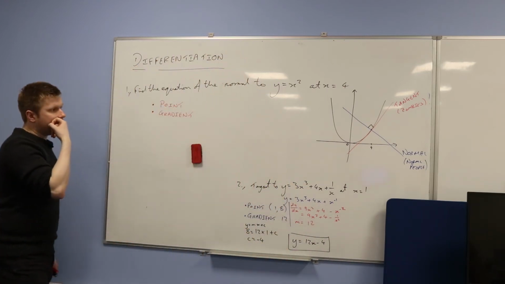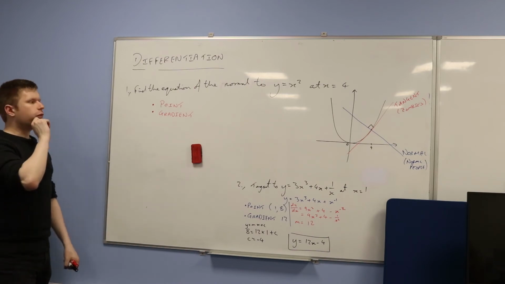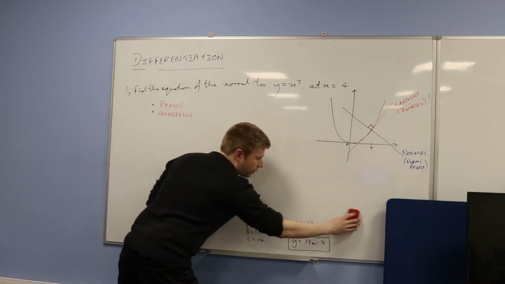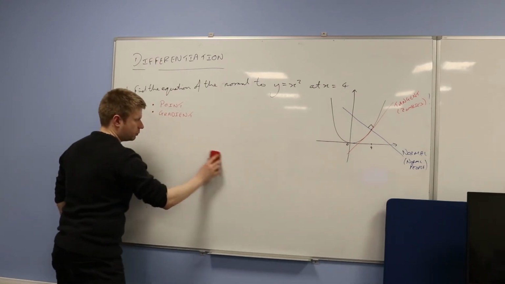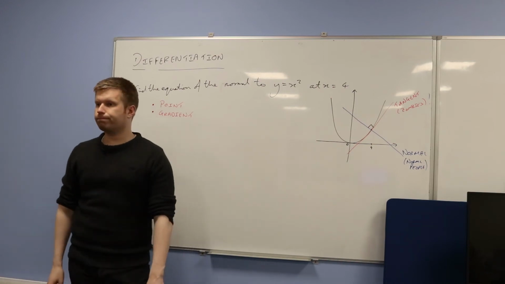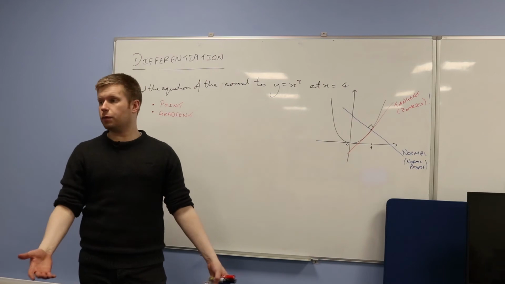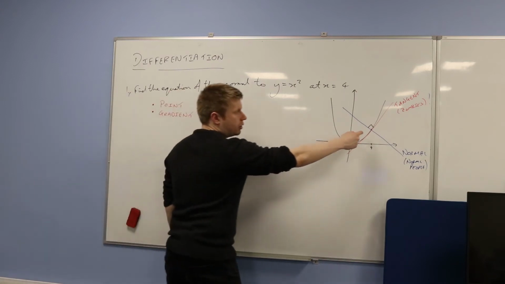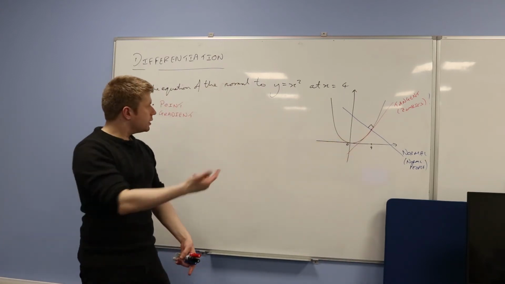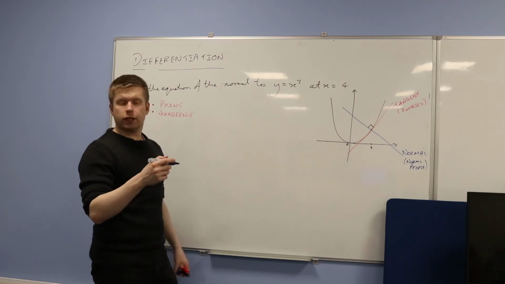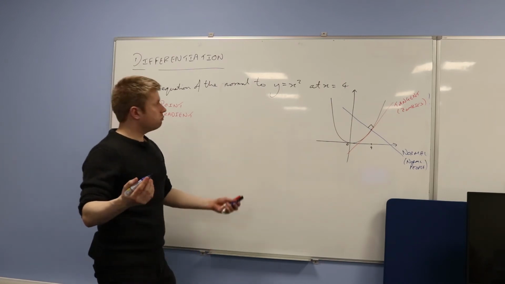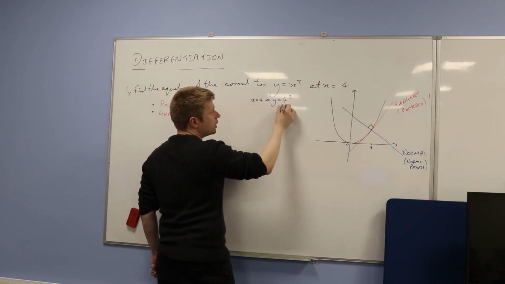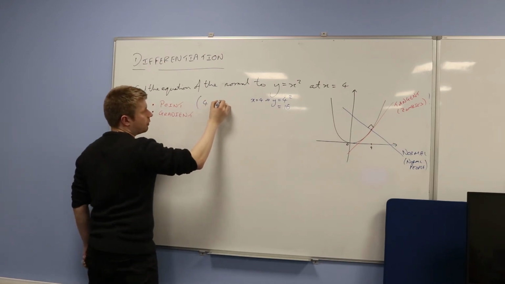Good. So how would I answer this question now? Find the equation of the normal to y equals x squared at x equals 4. Well, I do exactly the same thing as before. I try and find a point and I try and find a gradient. Has the point changed? Still exactly the same point. So how do I find the point, given my x coordinate is 4? Exactly. If x equals 4, then y must be equal to 4 squared, which is equal to 16. So my point is 4, 16.